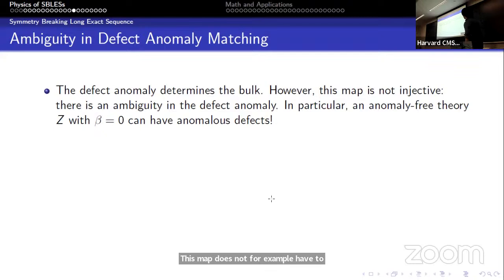It means that there's plenty of ambiguity in the defect anomaly. In particular, even if I start with a theory that has zero anomaly, in fact the most boring theory, just a trivial theory, if I wind things around, I can still have anomalous defects. I can still create defects.